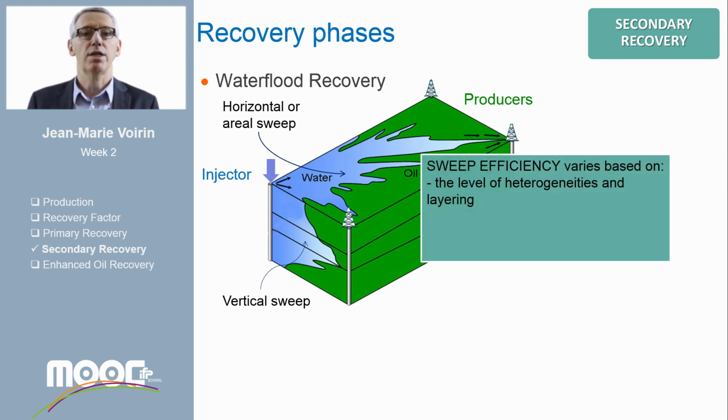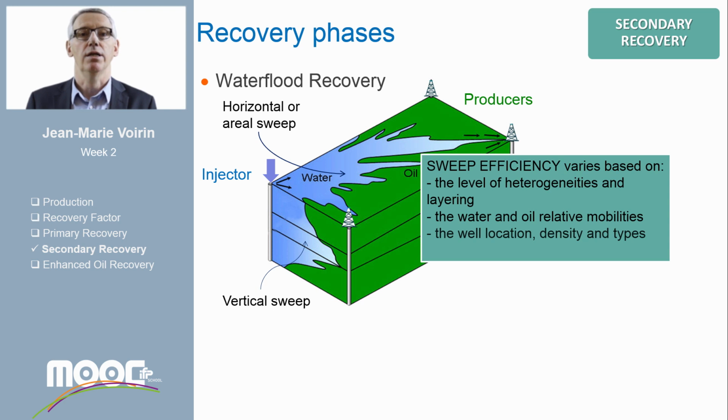The efficiency of the sweep varies based on the level of heterogeneities and layering, high permeability layers being invaded by water more quickly, and the water and oil relative mobilities. If water is significantly more mobile than the oil, with oil viscosity larger than water viscosity, the volume swept is likely to be small as water will channel through the oil. It also depends on the well location, density, and the types of well drains, vertical, horizontal, and finally, the economic criteria which will control the cumulative injected quantities and final oil rate.